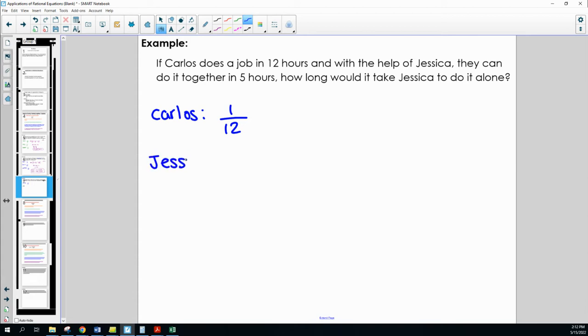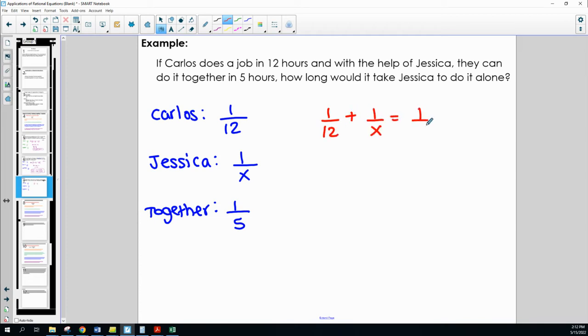Jessica, we don't know how long it takes her, so 1 job in x hours. But we do know that when they are working together, they can complete 1 job in 5 hours. So we're going to set it up. 1 over 12. So Carlos plus Jessica, 1 over x, is equal to them together, which is 1 over 5. Okay, so now again, look for your LCD. In this case, our LCD is going to be 60x.